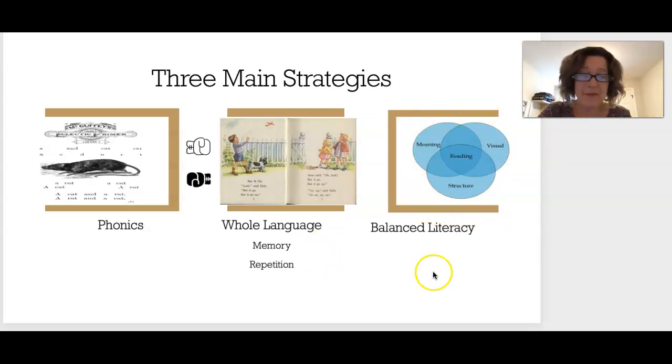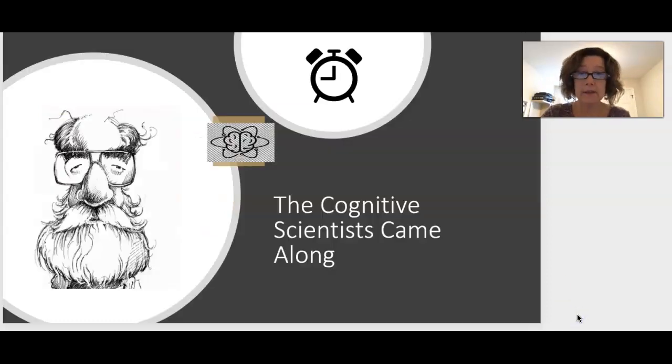Okay, so everything was perfect. It seemed like a nice compromise between the phonics and the whole language battling going on, to have this balanced literacy, until the cognitive scientists came along. Okay, and now a new battle was upon us.